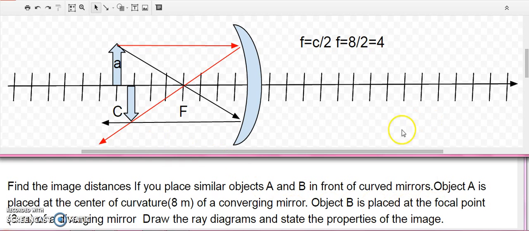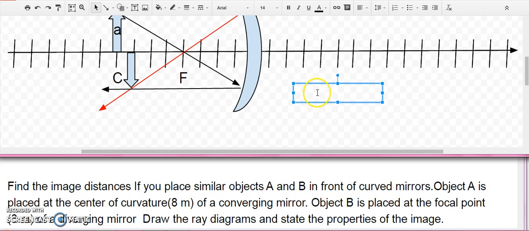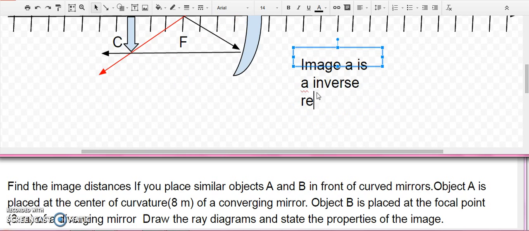So the properties of the image would be: image A is an inverted real image. And that's object A.